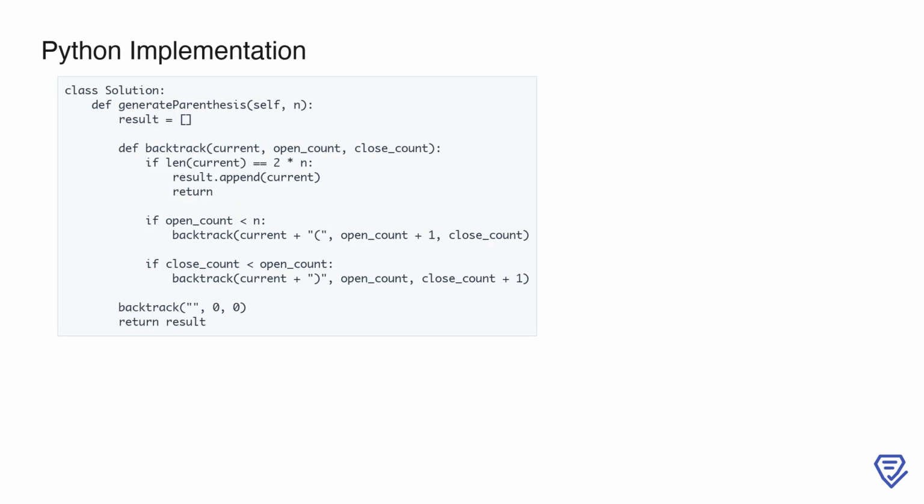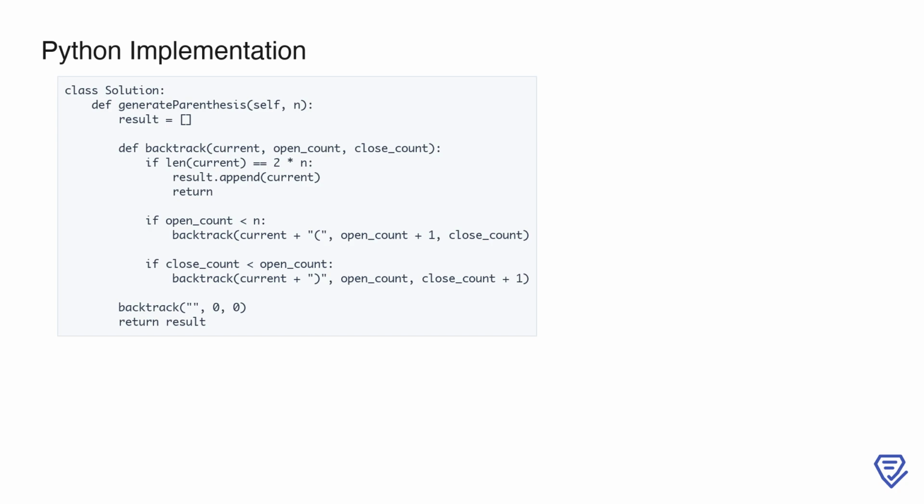This implementation generates all valid combinations of parentheses strings for a given number of pairs n using a backtracking approach. The generate parenthesis function initializes an empty list result to store all valid combinations. It also defines an inner function backtrack, which performs the recursive backtracking. The backtrack function takes three parameters: current, the current string being built, open_count, the number of opening parentheses used, and close_count, the number of closing parentheses used.